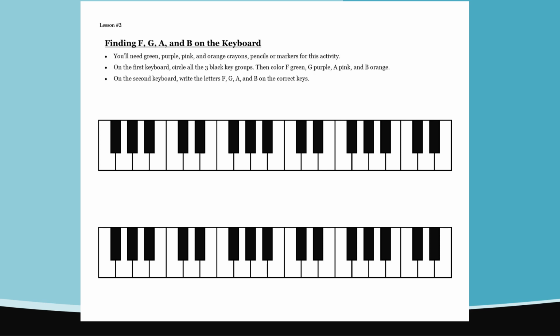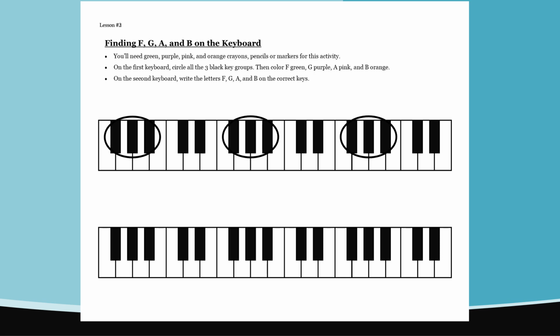Okay, on this first keyboard, I want you to take your gray or your black pencil, and I want you to circle the groups of 3 black keys. Pause the video while you do that, and come back when you're ready to check your work. Okay, let's see what you got. I have 3 groups of 3 black keys right here circled. Do yours match mine? All right, let's move on.